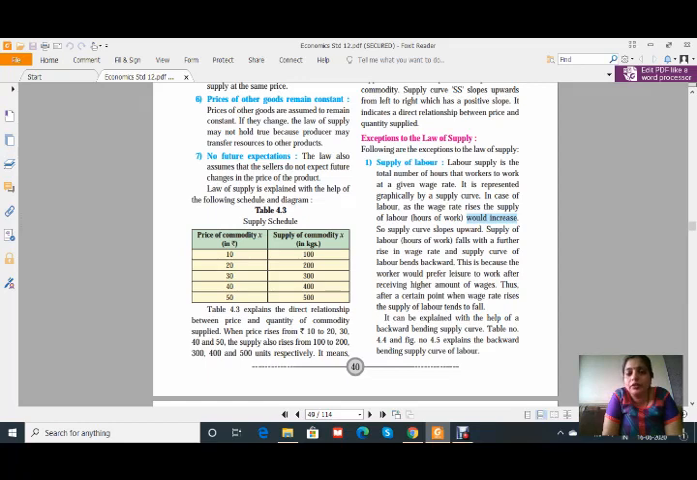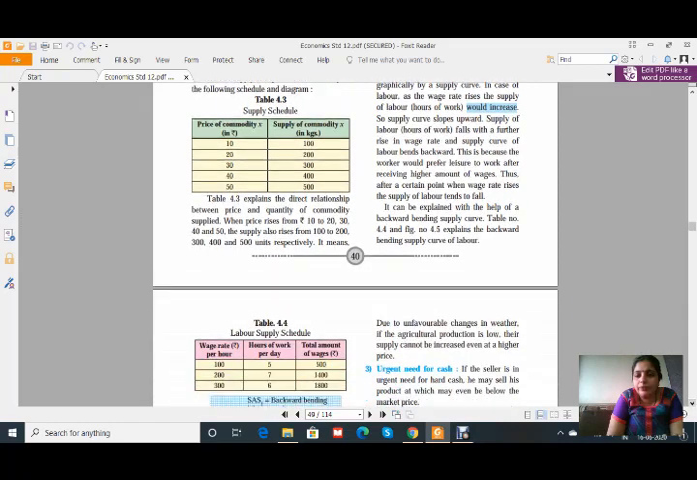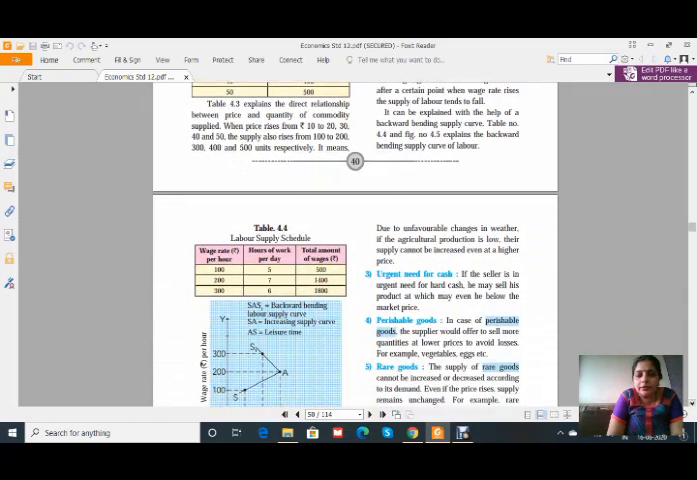Let us see the first one, the supply of labor. Labor supply is the total number of hours that workers are willing to work at a given wage rate. It is represented graphically by a supply curve. Actually, this is explained with the help of the diagram only, because the hours of work and all that is shown in the diagram. I will explain it with that, and it will become more clear.